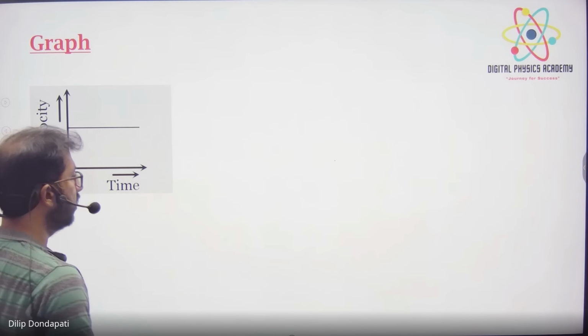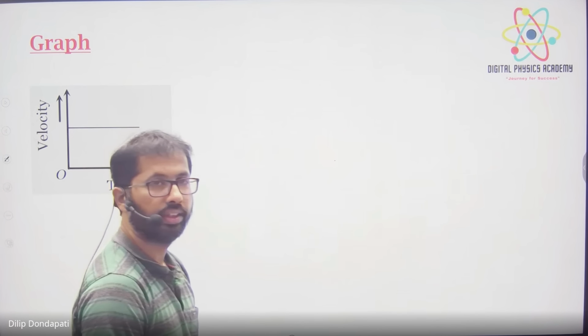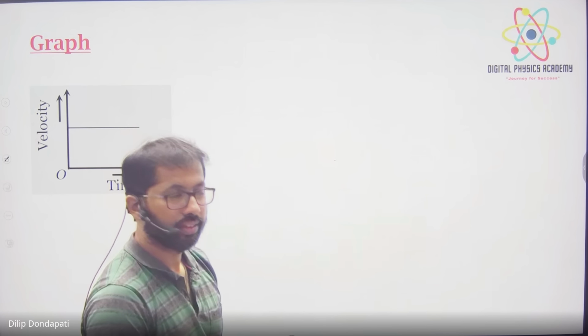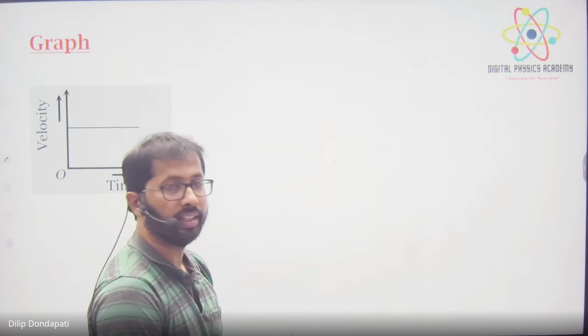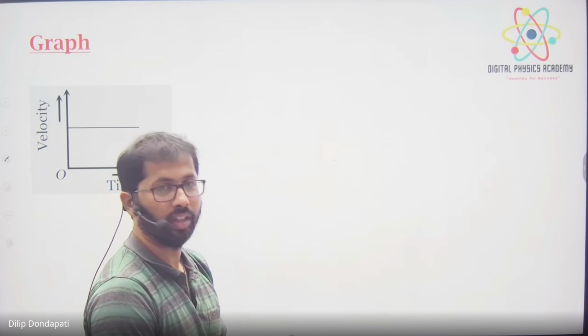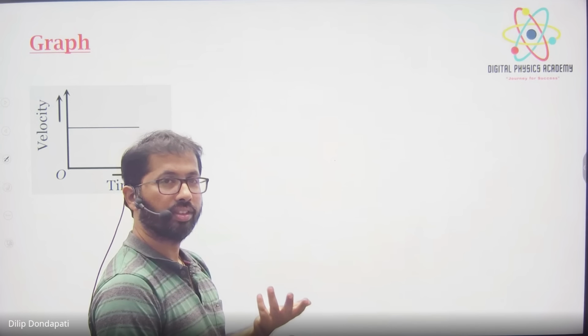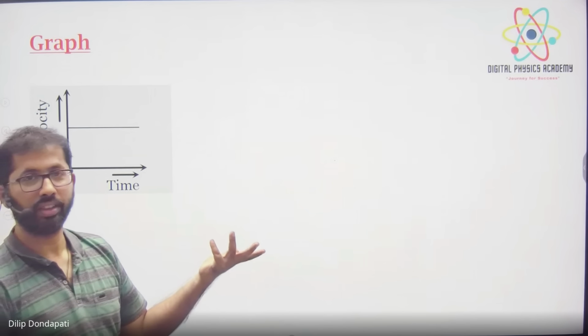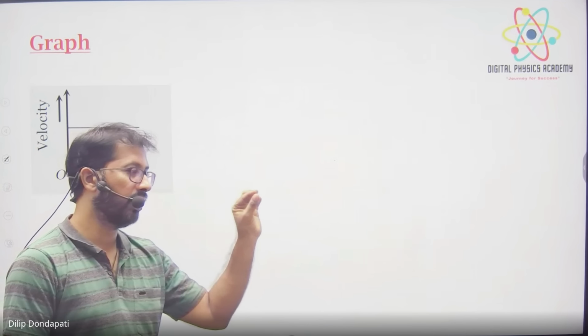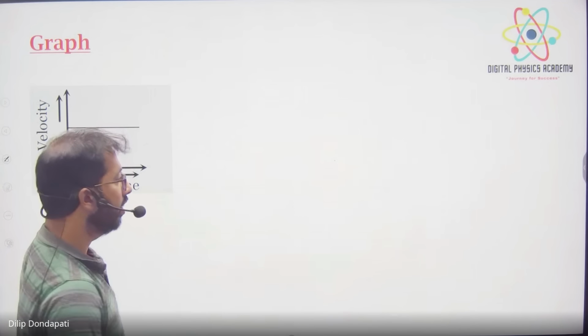Now tell me, comment on acceleration. Zero. Acceleration zero means velocity is zero? No, constant. Acceleration is constant. If there is no acceleration, the body will go straight, easily.